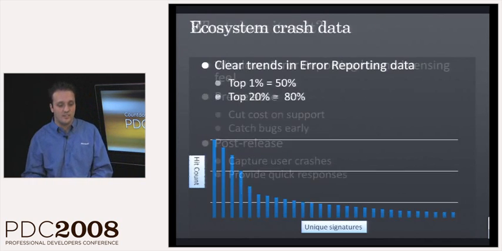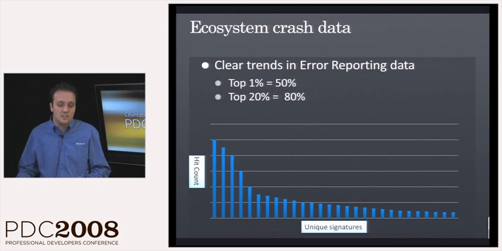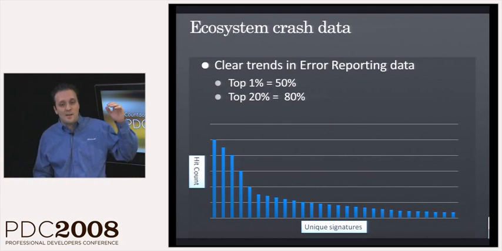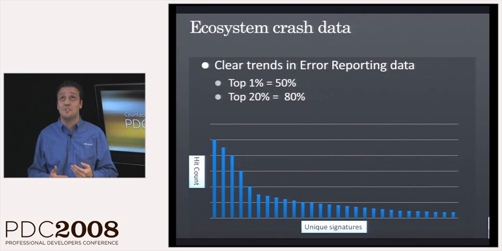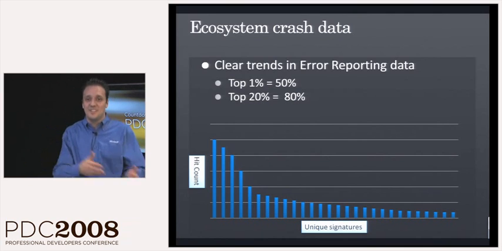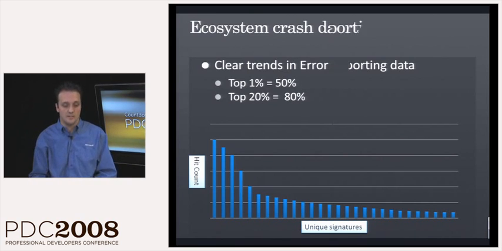I'm going to go into more detail on what you can do with the platform in my next slides. So if you look at the ecosystem from a crash perspective, we've seen very clear trends in error reporting data. The top 1% of all unique signatures actually composes 50% of all crashes out there. And if you look at the top 20%, that covers 80% of all crashes. We have this good 80-20 rule. So you fix 20%, you get 80% benefit. It's this nice Pareto curve that we've seen in analyzing the data over many years.